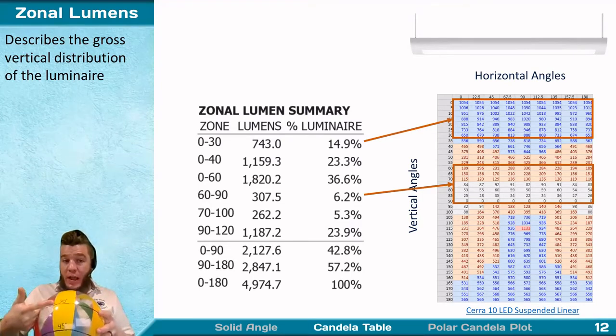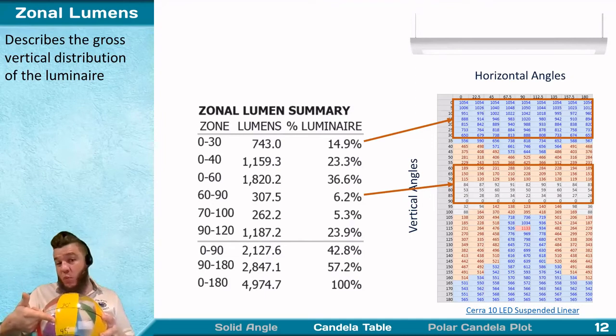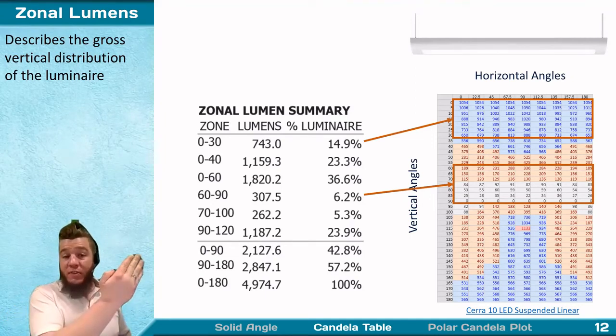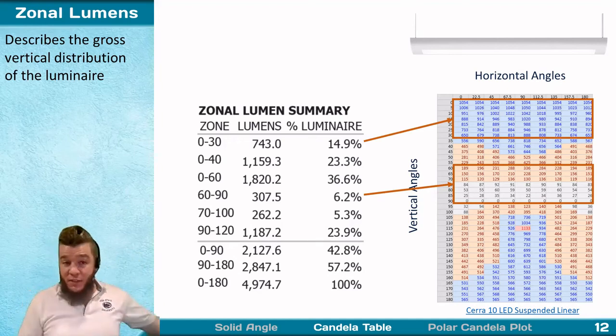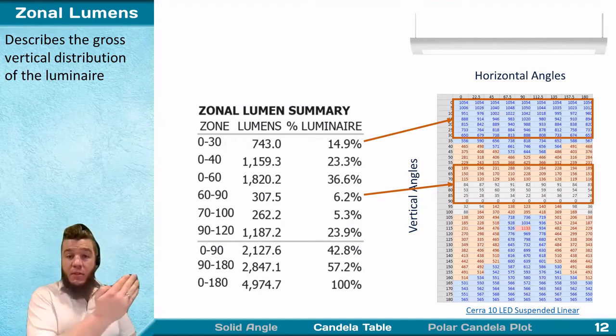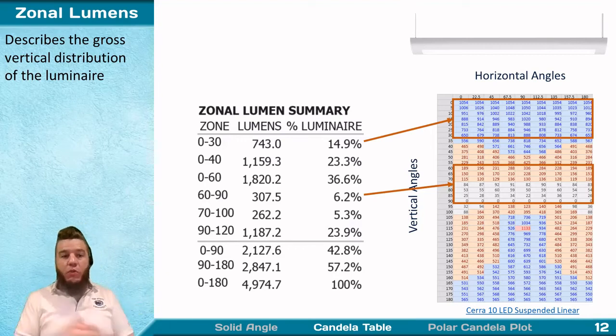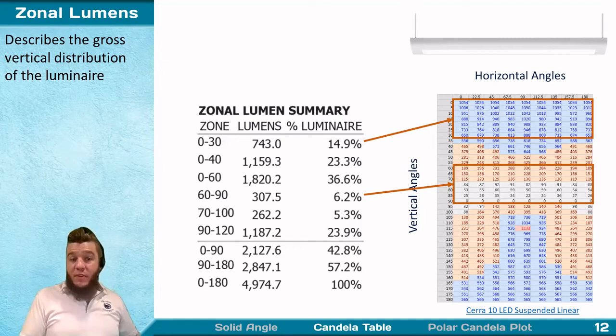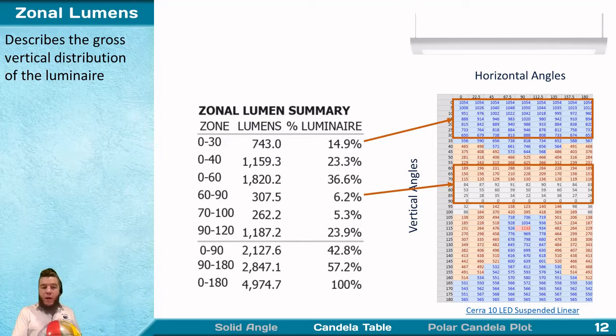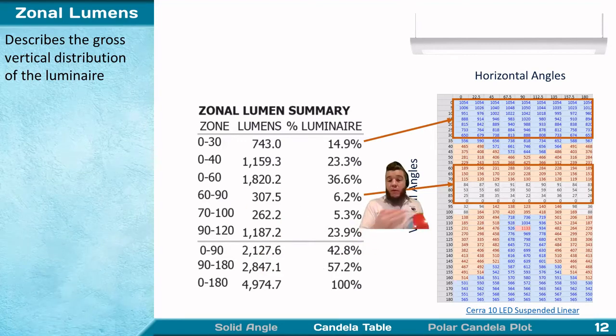So right below 90 in that 60 to 90 zone is what we call our glare zone in the zonal lumen summary. You can see this luminaire actually intentionally cuts that off, and only 6% of the total lumens are emitted within that glare zone. That's definitely a plus for this luminaire, and that's part of why you see this band right around the vertical here that goes to 0. It's eliminating glare.